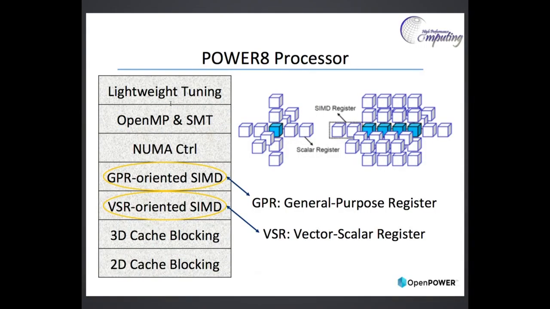As for the SIMD vectorization, the main problem of the vectorization is that we should determine how many points we should choose at one time. There are 2 kinds of methods of SIMD vectorization, including the GPR-oriented SIMD and VSR-oriented SIMD.